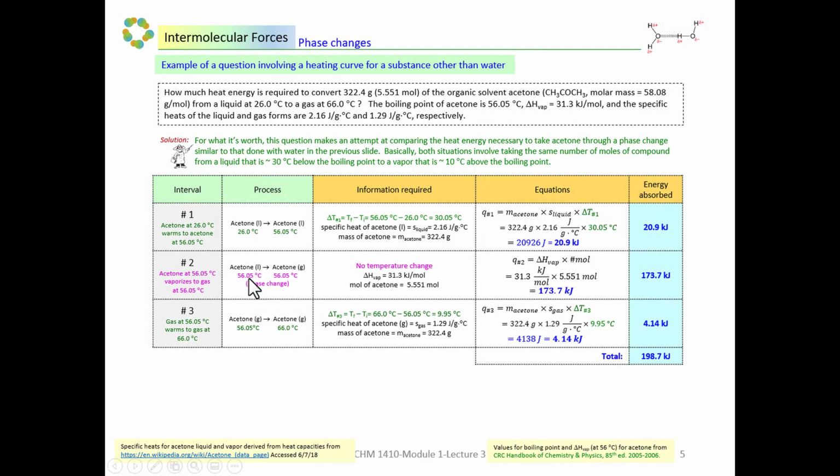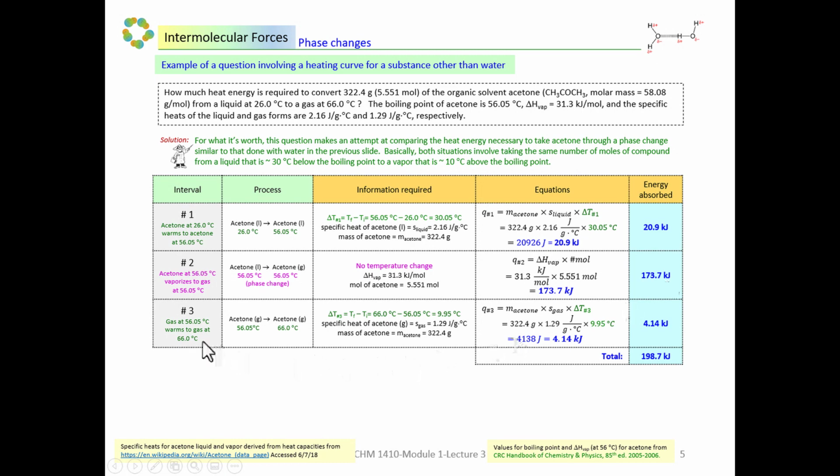The second interval involves a phase change where acetone in the liquid form at its boiling point is changed to acetone in the vapor or gas form, still at its boiling point. We use the heat of vaporization given, the number of moles of acetone. We can calculate the heat required here in this interval, and it's 173.7 kilojoules.